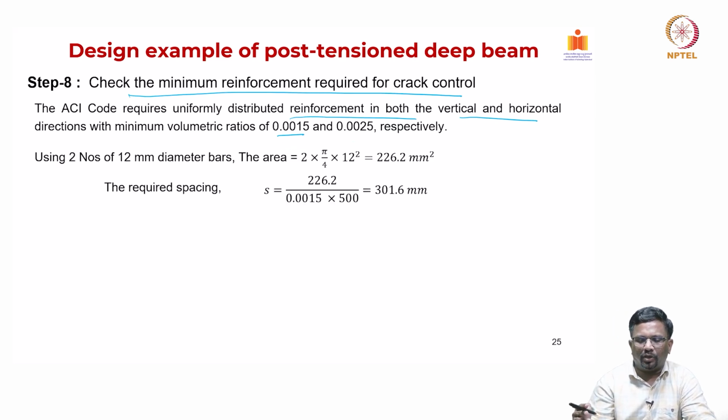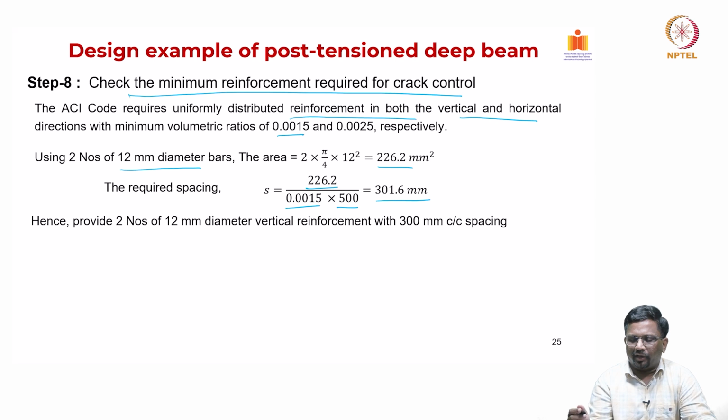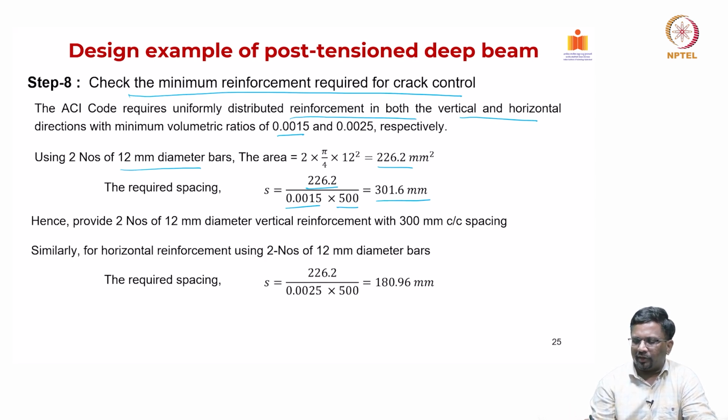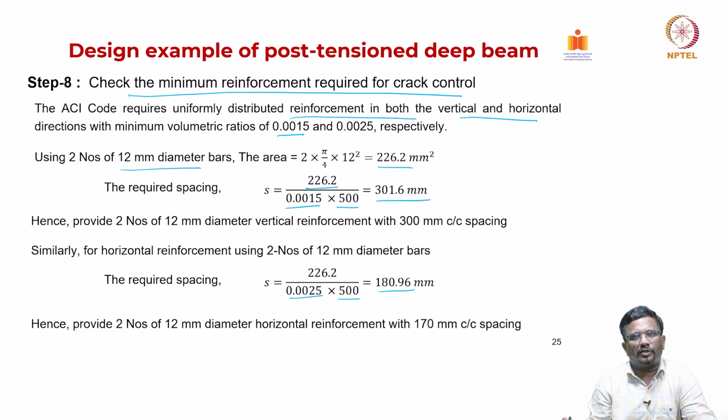Now, let us use two numbers of 12 mm diameter bars. So, the area is 226 millimeter square. The spacing that is required, for example, for horizontal is going to be 226 divided by 0.0015 multiplied by width, that gives me 300 mm spacing. Similarly, for the vertical reinforcement, now it is going to be 226 divided by 0.0025, because it is 0.25 percent for vertical reinforcement, multiplied by the width, will give me 180 spacing. So, that means I need to put two numbers of 12 mm bars at a spacing of 300 in the horizontal direction, and then in the vertical direction it should be less than 180 millimeter, right. So, we are providing vertical reinforcement at 170 mm center to center and horizontal reinforcement at 300 mm center to center, right. So, this is for vertical, this is for horizontal, right.